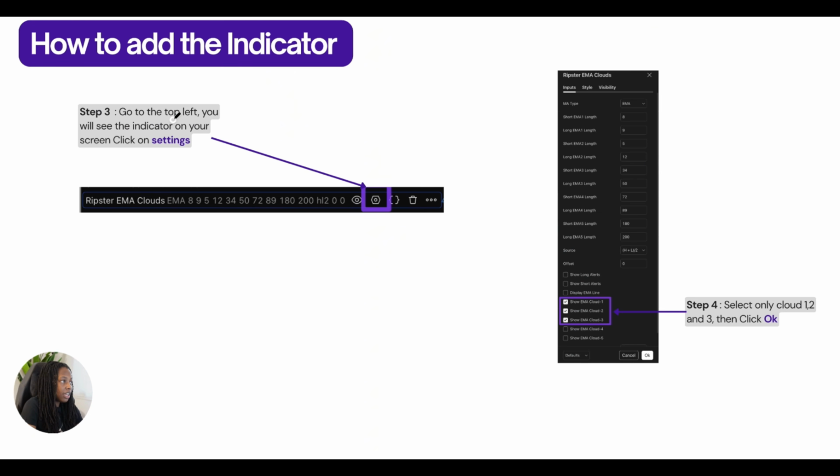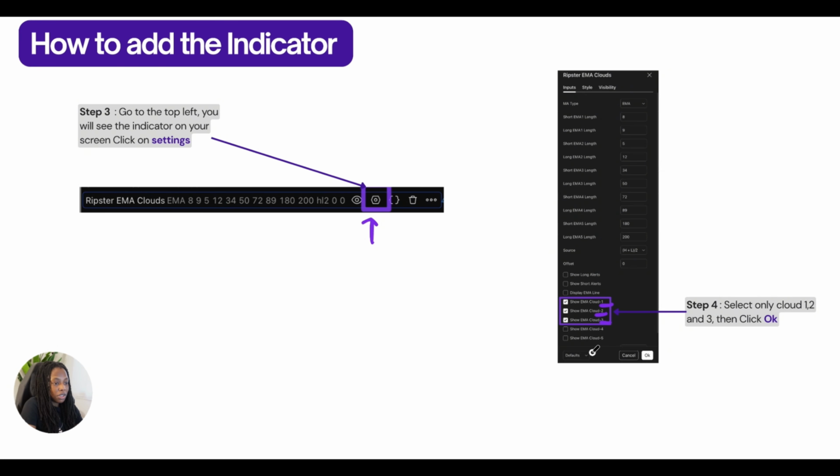Then you go to the top left of TradingView and you will see the list of indicators like this, and then you want to click on settings. I have shown what the settings button looks like. You click on settings and you want to adjust your settings to just be like mine, like I've shown on the screen. You want to show only cloud 1, 2, and 3.